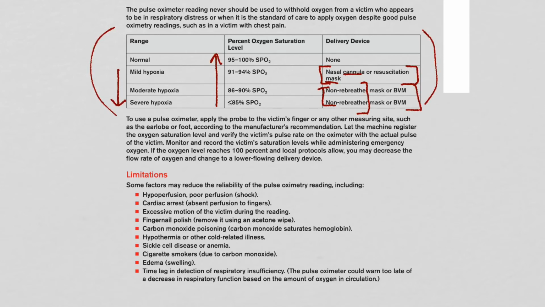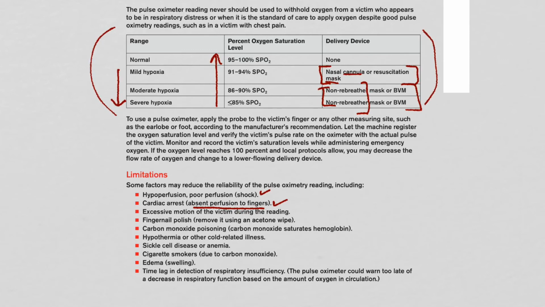Some factors that may reduce the reliability of pulse oximetry: hypoperfusion and/or a patient going into shock, or a patient who's been in cardiac arrest for a while, because you'll have absent perfusion to the fingers, which is where the pulse oximeter is going to lay.